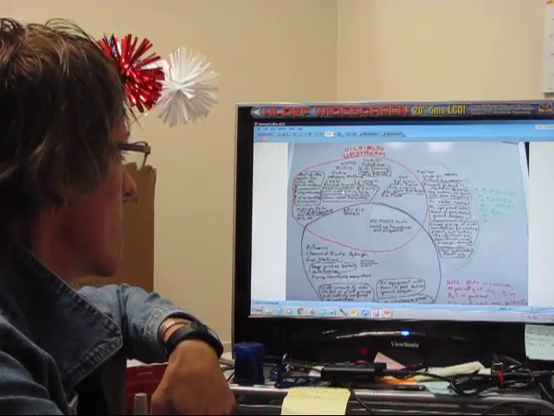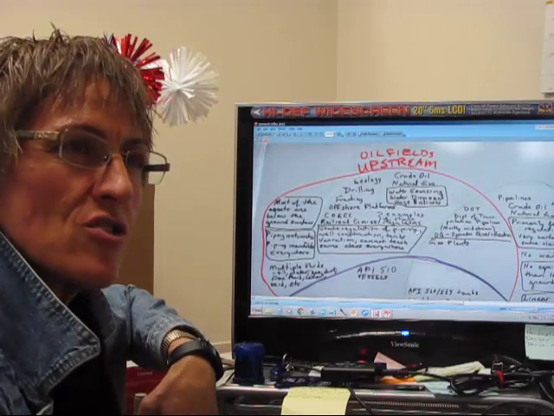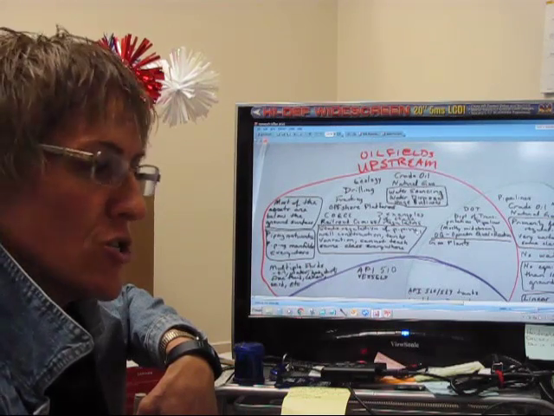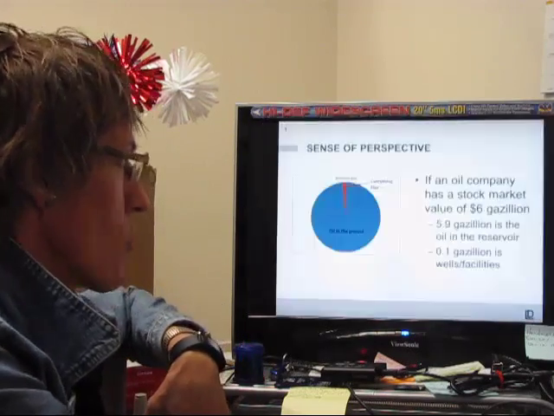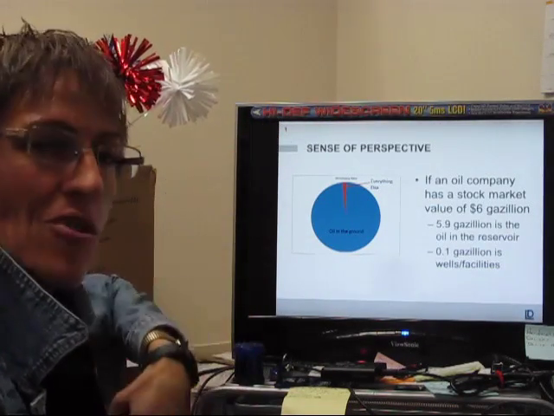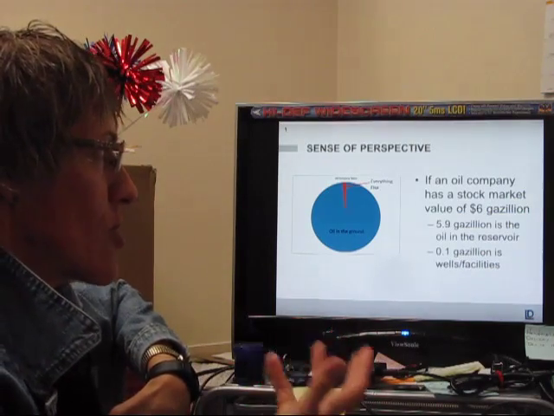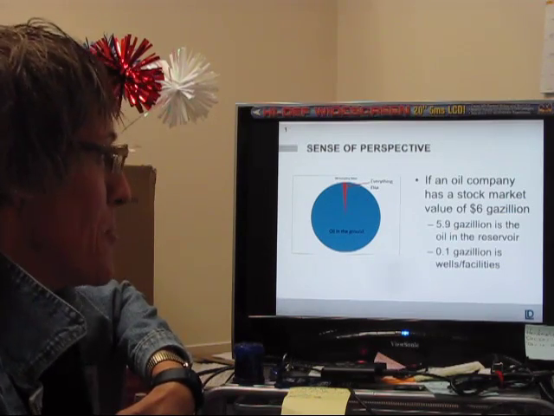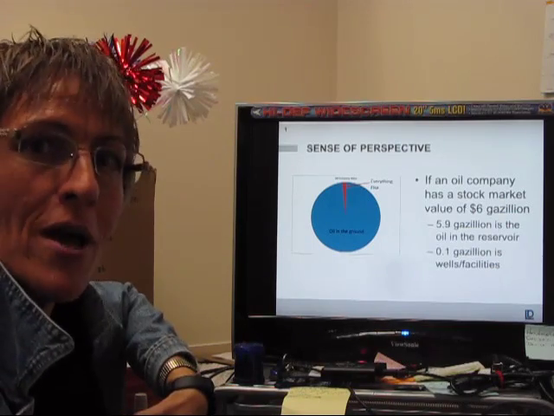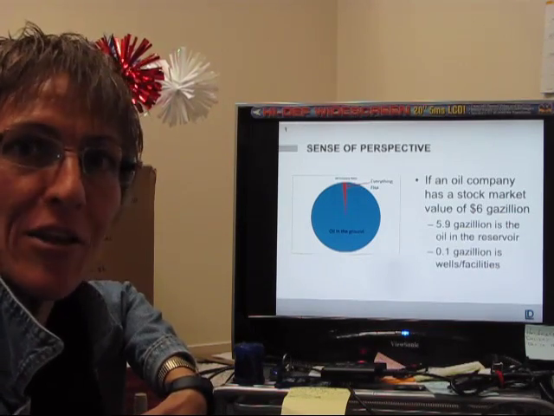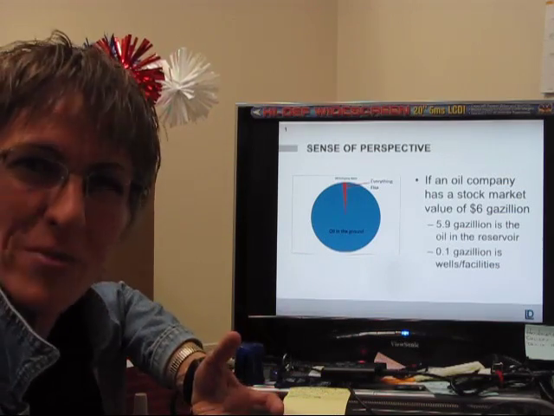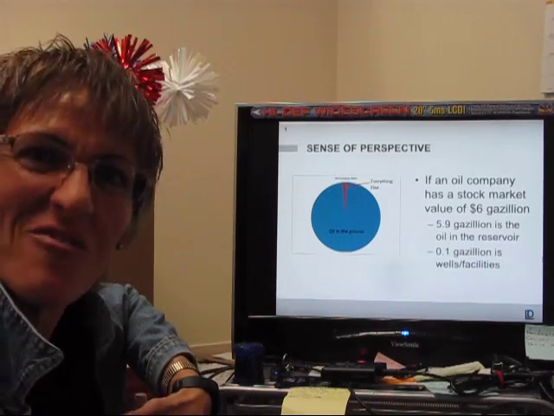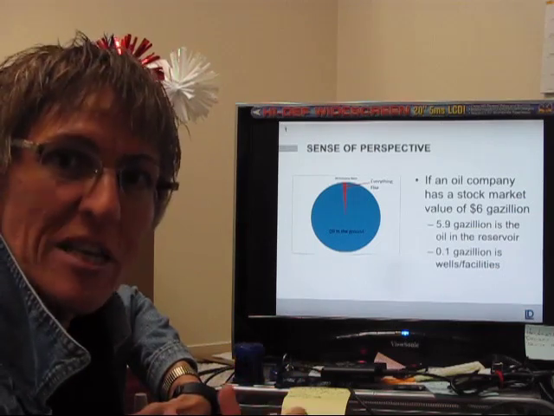Some other things that are kind of different. In the upstream side, you have a lot of stuff that's not really to do with the above ground. So your main asset in upstream is your oil itself and the stuff that's in the reservoir. So if you look at a sense of perspective for an upstream oil company, if your oil company has a stock market value of, you know, 6 gazillion, which I understand is not really a technical term, but 5.9 gazillion is your oil in the reservoir, and 0.1 gazillion is the stuff that we deal with day to day, like the piping, the tanks, even the platforms, as expensive as they are, really in the larger scheme of things are not a big part of the value of the company. Really, the big part of the value of the company is actually the oil in the ground.